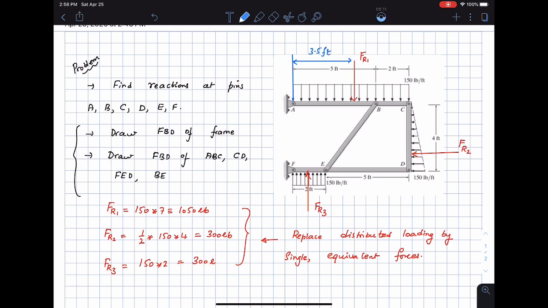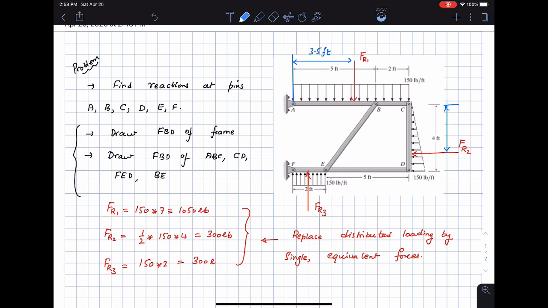And then if I look at this triangular loading, it's going to be at a distance of 2L by 3 from the pointed end, or L by 3 from the bigger end. So that's 2 times 4 by 3 from the top end, and that's going to be about 2.67 feet. So if I look at that, this length here is going to be 2.67 feet.